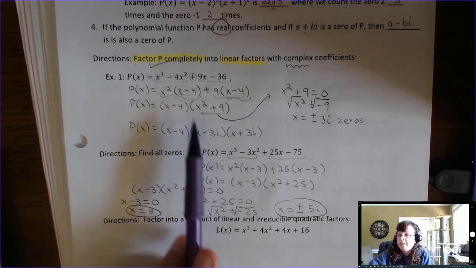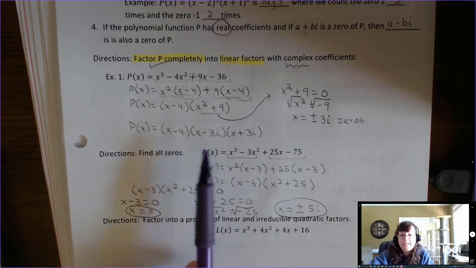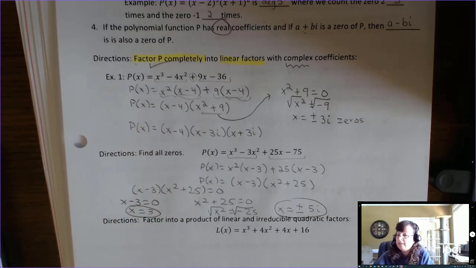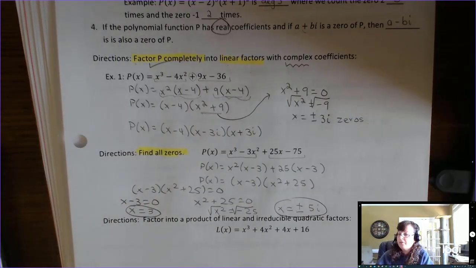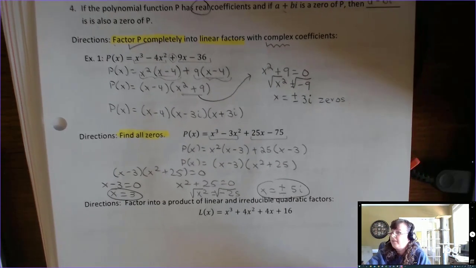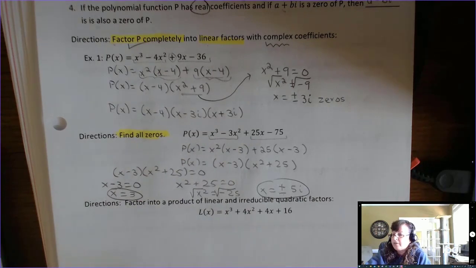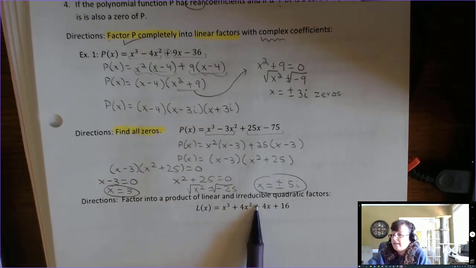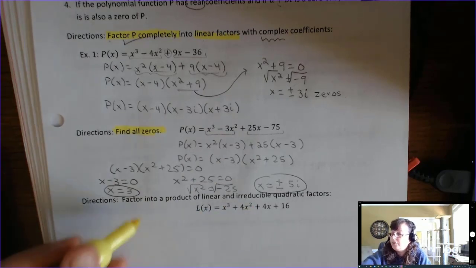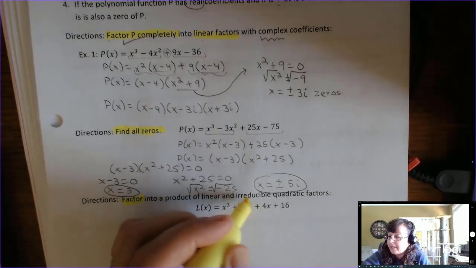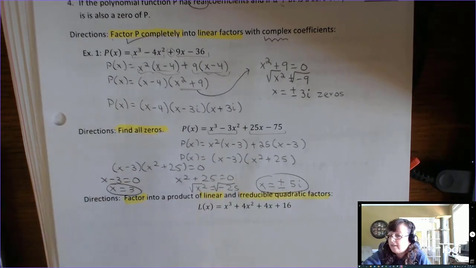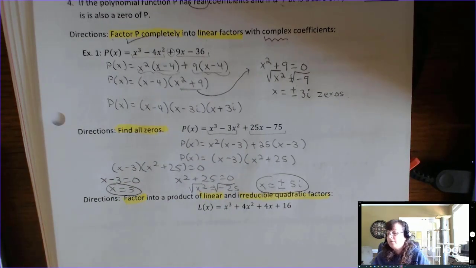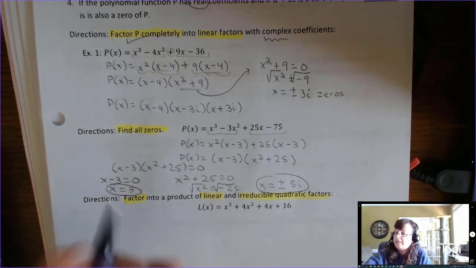Both of these we factored, but the answers look different. And you can't count it off if you don't demonstrate that you understand the difference between these two directions. Alright, here's a third set of directions. Factor into a product of linear and irreducible quadratic factors. Okay, all that means is that you're going to factor, but you can leave it. If you get a quadratic that doesn't factor over the set of real numbers, you can leave it that way. Okay, there's some debate on how we're going to use that word irreducible, but that's how I'm going to use it. Alright, so we've got a factor.